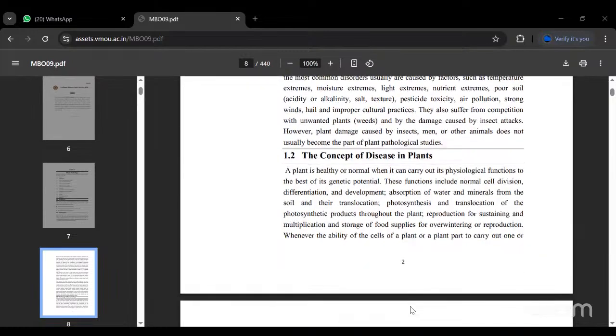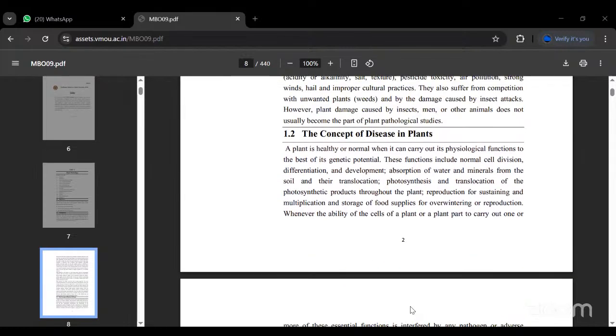What is the concept of disease in plants? A plant is healthy or normal when it can carry out its physiological functions to the best of its genetic potential. These functions include normal cell division, differentiation, and development, absorption of water and mineral nutrients from the soil and their translocation, photosynthesis and translocation of the photosynthetic products throughout the plant.